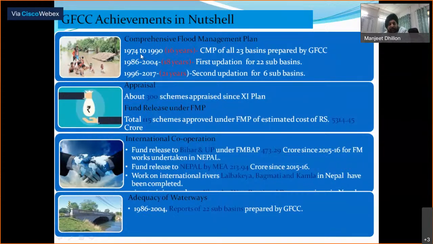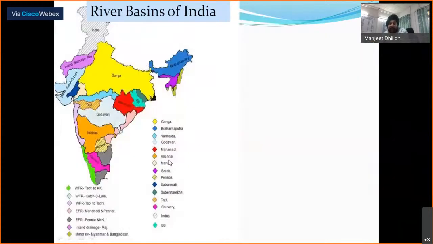But what I want to show is that the first comprehensive management plan of 23 sub-basins was prepared by GFCC in 16 years. The first updation was then in 18 years, and the second updation, in the last 21 years, six sub-basins are being updated. This is such a process that in 18 years and 21 years, things change a lot. When it was done in earlier days, yes, it was a good exercise, but now the technology has changed. At that time it was done on meetings, seeing the literature and visiting, but now we have drone surveys, satellite imagery and so on, and even artificial intelligence has come into play in all fields, including this.